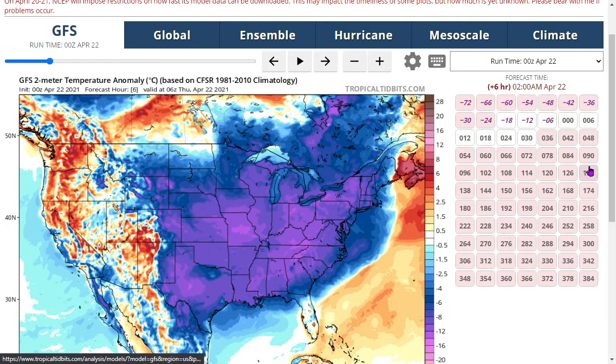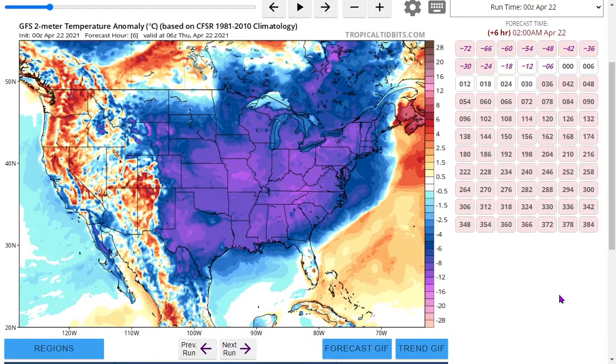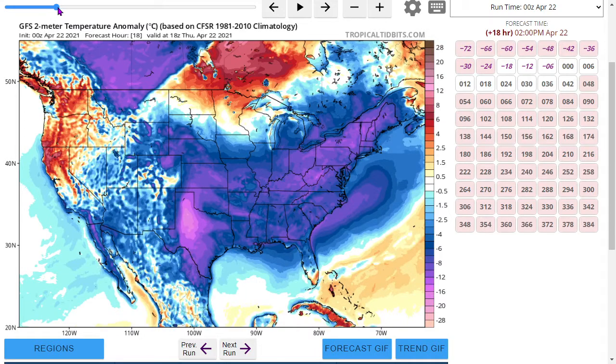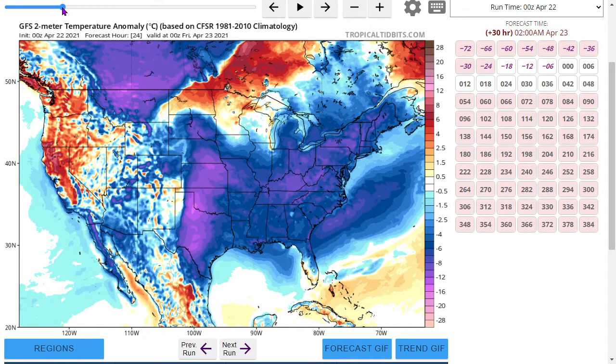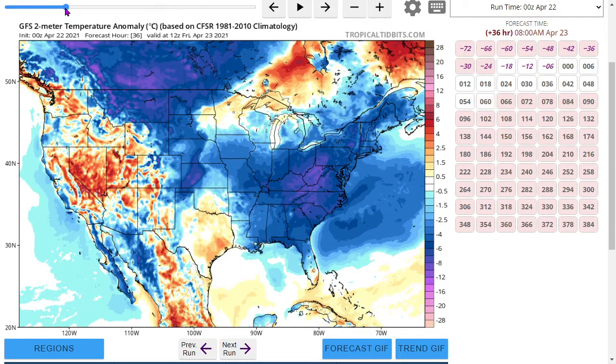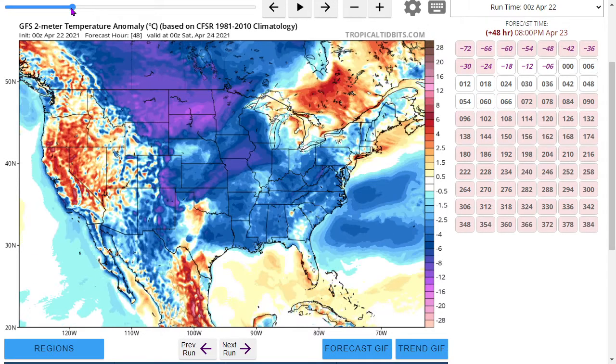Oh my God, it's so hot that it's cold, folks. Here's your temperature anomaly. And these purple areas are like 15 degrees Celsius below normal. Let's advance this. Here's Friday, still cold. And by Saturday, we get more normal temperatures, but another ultra cold wave moving into Montana, North Dakota, South Dakota, and Minnesota by Saturday.